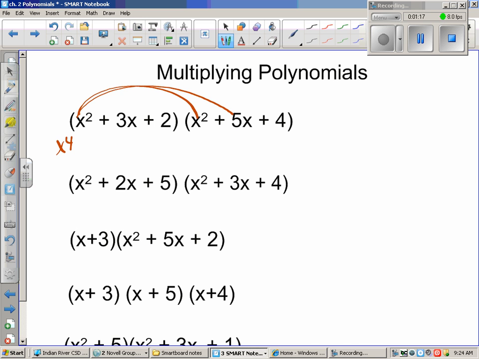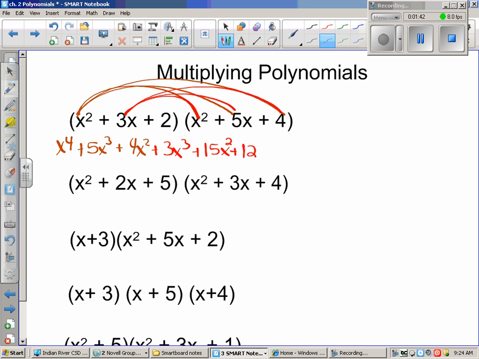If you would have done x squared times x squared, which is x to the 4th, then you would have done x squared to every term in this lovely thing. So you'd have had 5x cubed, and then 4x squared. And then you would have taken the next term, 3x, and you would have done it to each of the terms. So that would have been 3x cubed, and then 15x squared, and then 12x. Sorry, I forgot my square there. It certainly would have messed me up later. Then you would have done the 2 all the way through, and so you'd have had 2x squared, and 10x, and then 8.